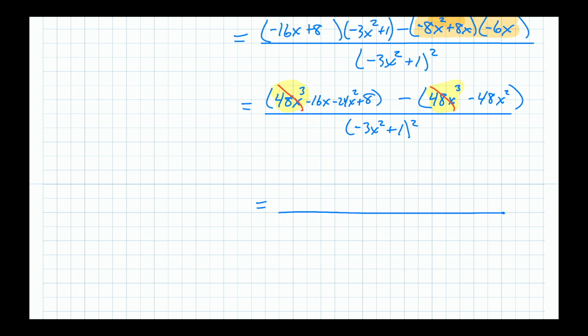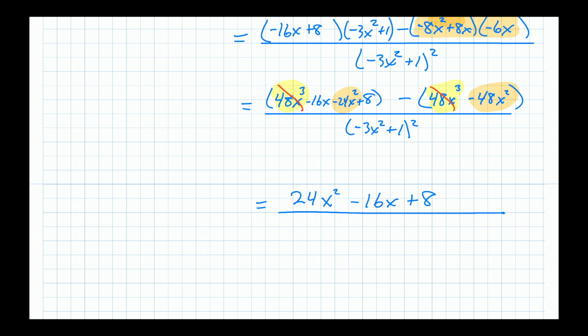But for x squared, what do I have? I have a negative 24x squared, and then a 48x squared, and it's a minus 48x squared, which means plus 48. So minus 24x squared plus 48x squared. So that's a plus 24x squared. And then minus 16x plus 8, it looks like.